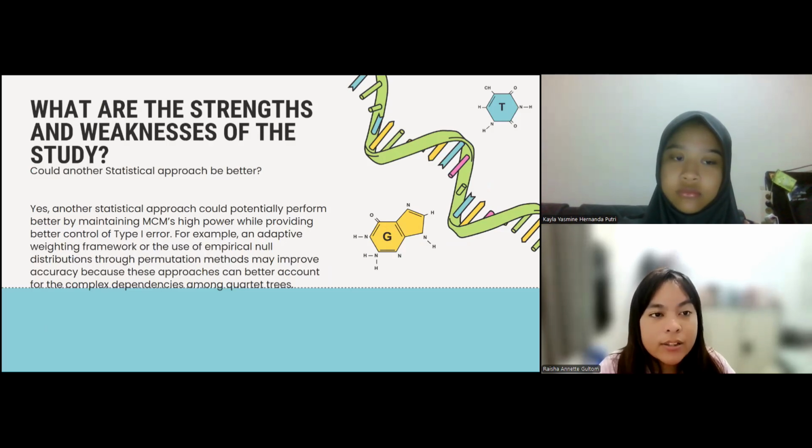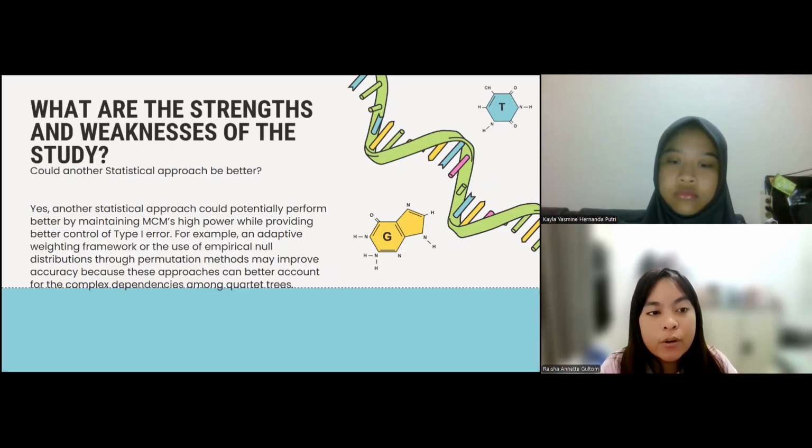So could another statistical approach be better? Yes, another statistical approach could be better by maintaining MinP's high power while providing better control of type 1 error. For example, an additive weighting framework, or the use of empirical null distributions through a permutation method, may increase the accuracy.